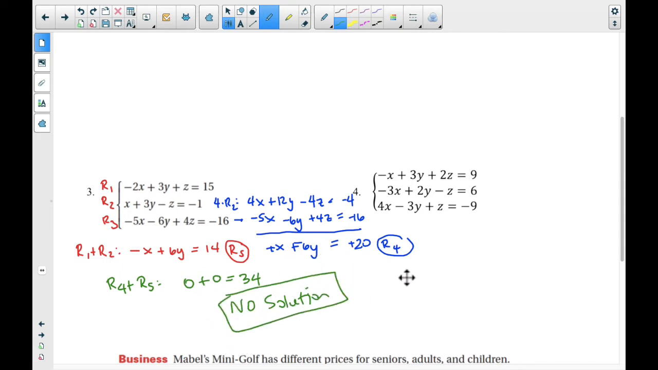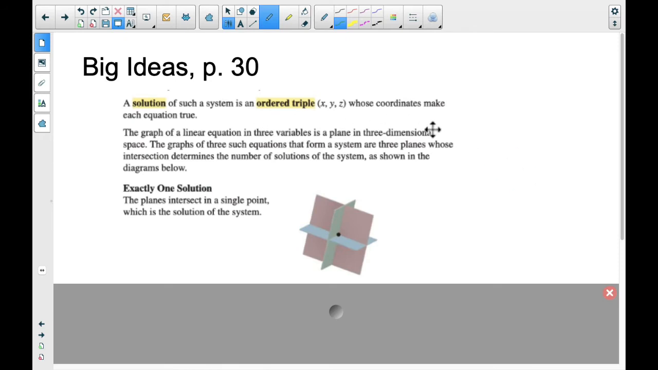Let me go back and explain that a little bit more. Let me show you a diagram that comes from our Big Ideas textbook. So this is from the Big Ideas textbook, the Algebra 2 textbook. And so they go through and talk about some things. And we've talked about some of this in class, but a solution is an ordered triple. So instead of an ordered pair, we have ordered triples. And this is whatever makes the situation true.